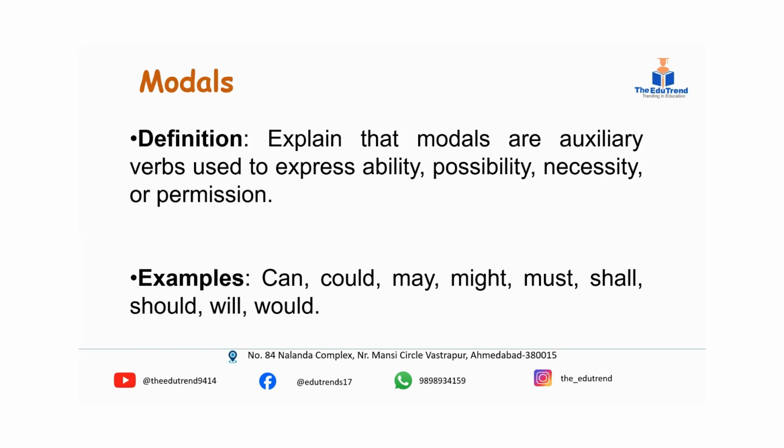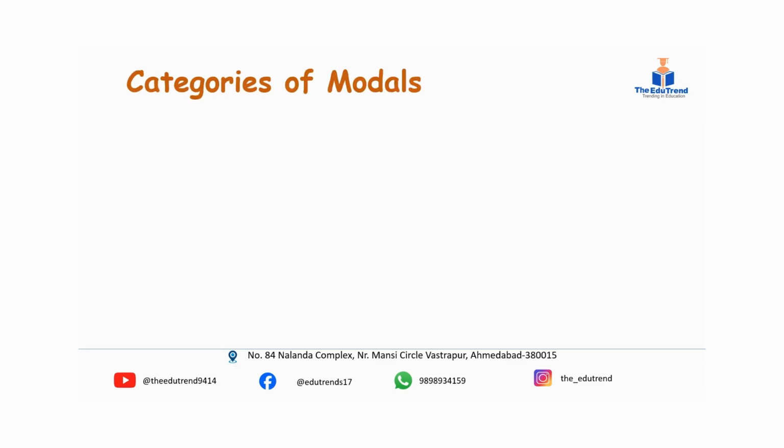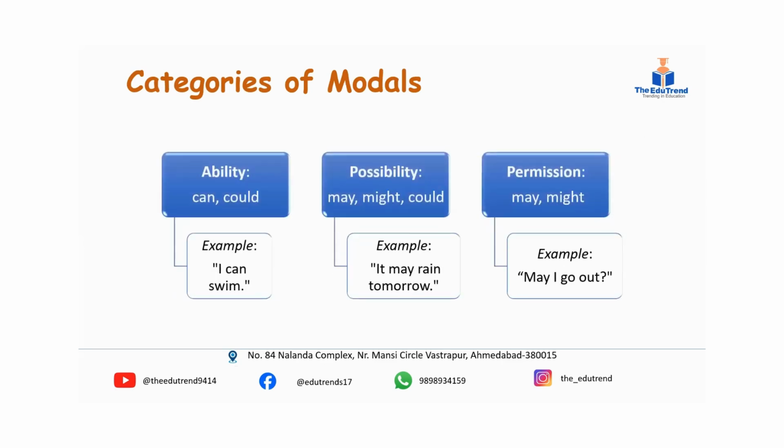Examples, as I told you, are can, could, may, might, must, shall, should, will, would, etc. Okay. Categories. We are talking of categories. Here there are three shown on the screen. It says ability. So when you are capable of something, of course you can. It says can or could. Both show the ability. Fine.